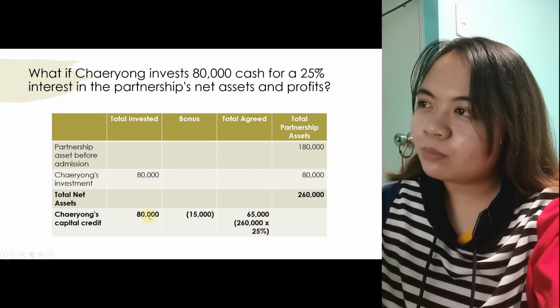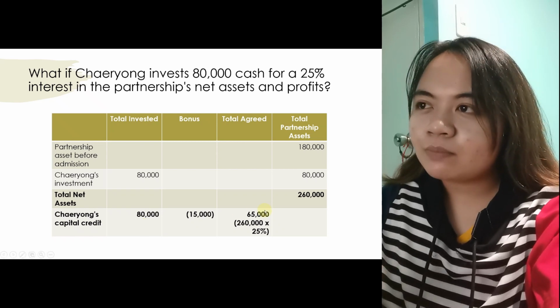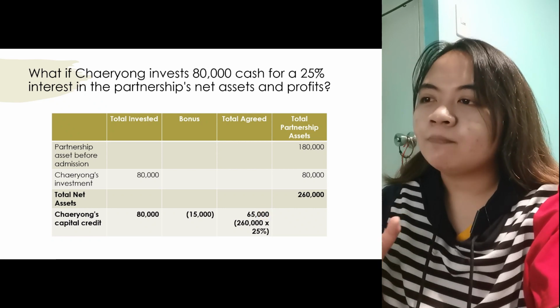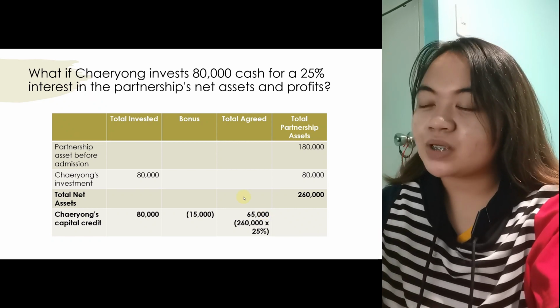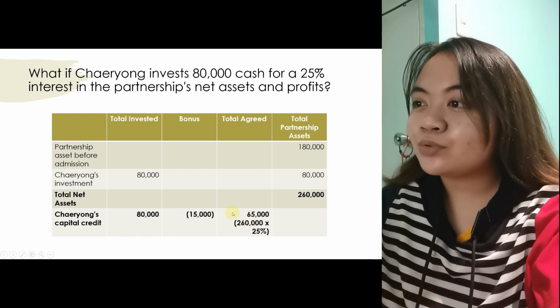Look at the column of the total invested ni Cheryong. You have 80,000. Pero, ang ibinigay lang sa kanya yan, ang talagang binili lang niya is 25%. She got 65,000. So, may bonus ba? Yes.